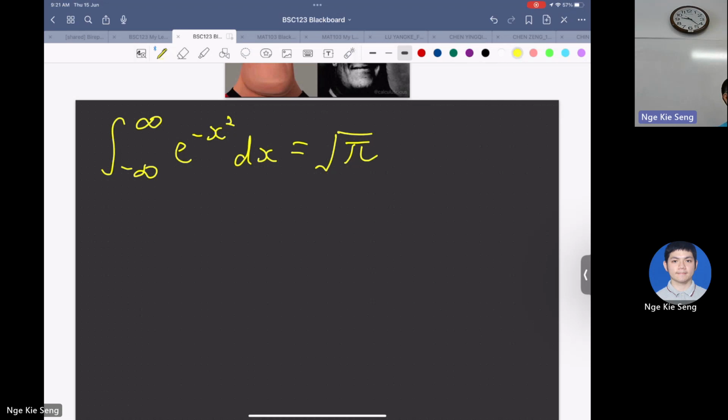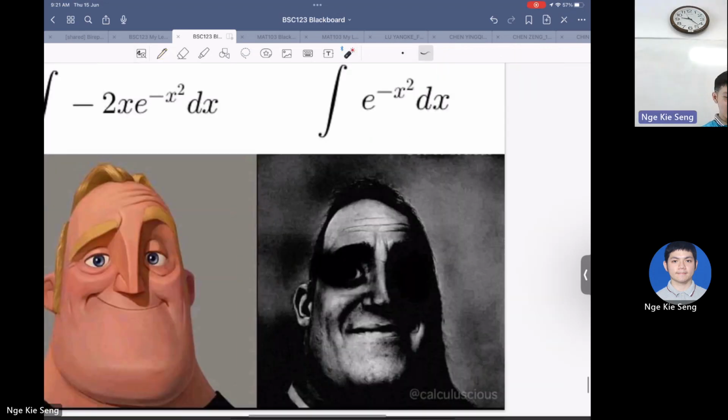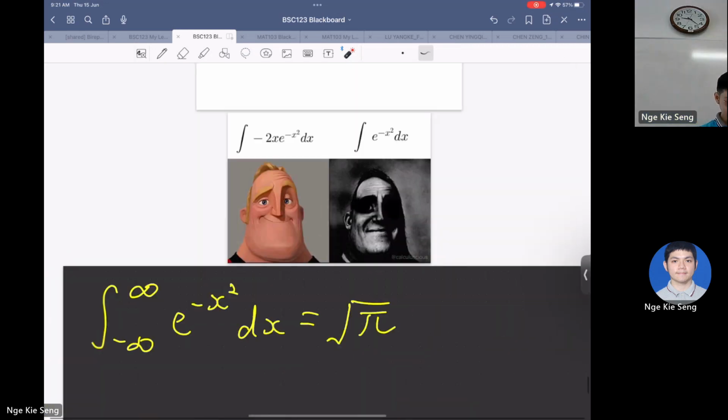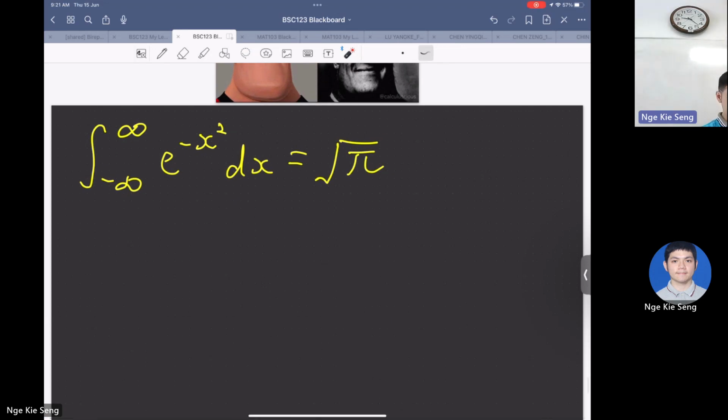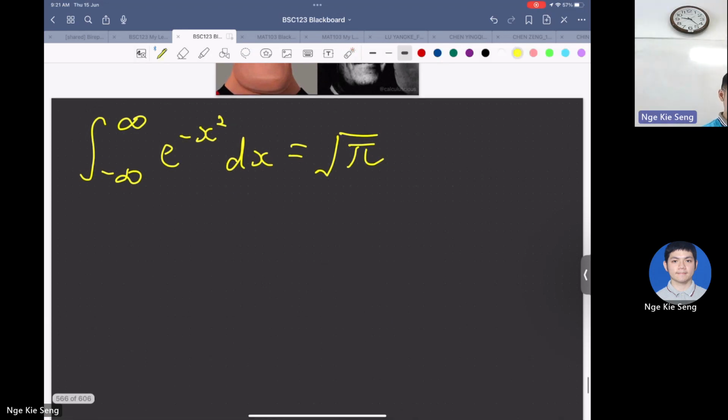So let's compute this. Compute this sad phase here. Next time if people show you this, you should know how to compute this. Use polar coordinates. So let's compute this.